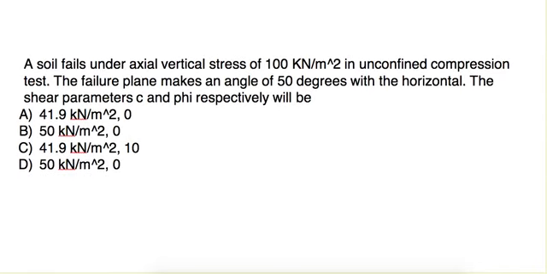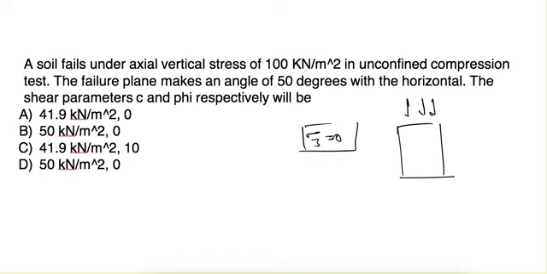After that, next question is, a soil fails under axial vertical stress of 100 kN per meter square in unconfined compression test. So in unconfined compression test, what did we do? We did not apply any cell pressure. So cell pressure is equal to 0, and we applied vertical stress, and the stress at which the sample will fail, that will be our unconfined compression stress. So it is given that the sample fails at this stress. So it means that it is our unconfined compression strength.